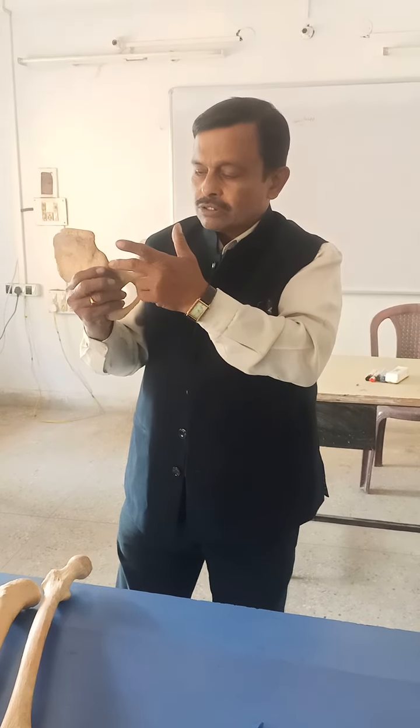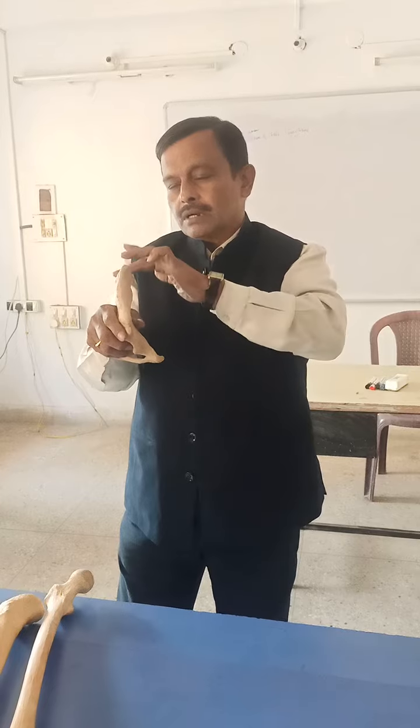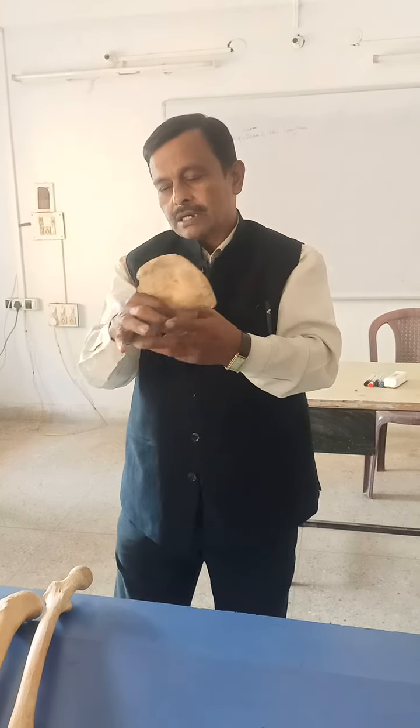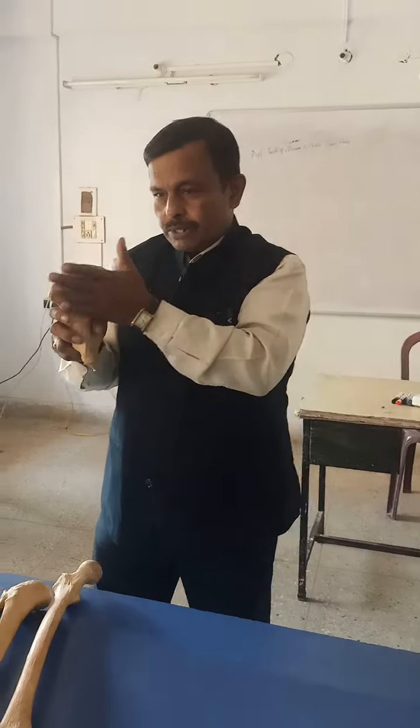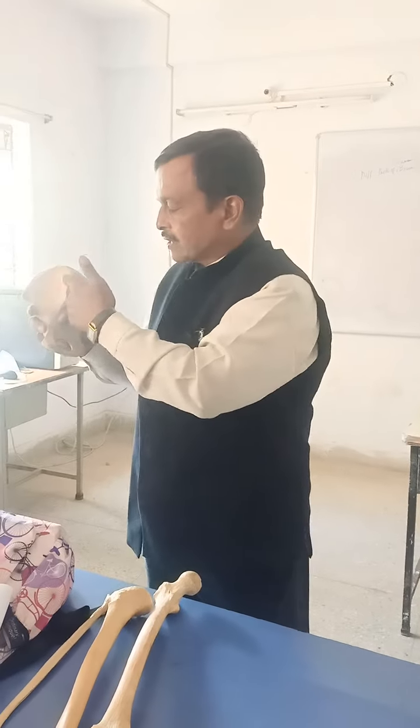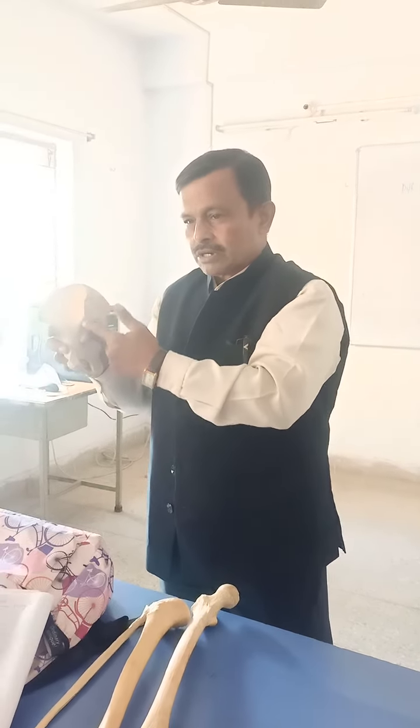Now the anterior border runs from the anterior superior iliac spine up to the acetabulum. The superior border is the iliac crest, and this one is the posterior border. Now on the medial pelvic surface, the inner surface, there is another border that is known as the intermediate border.